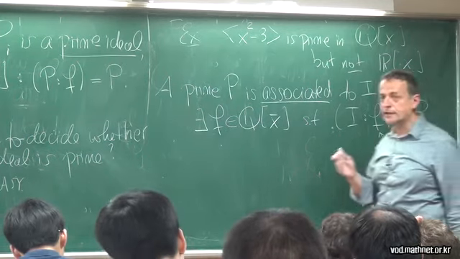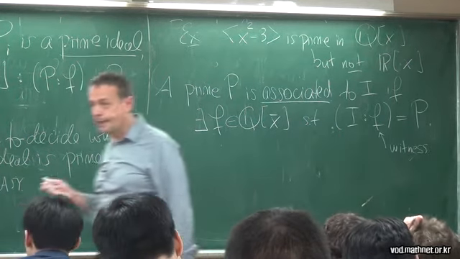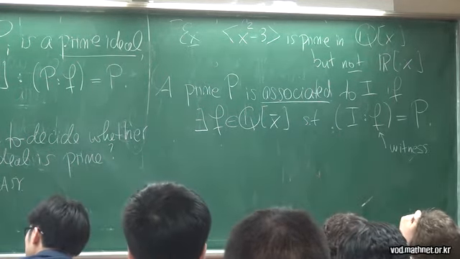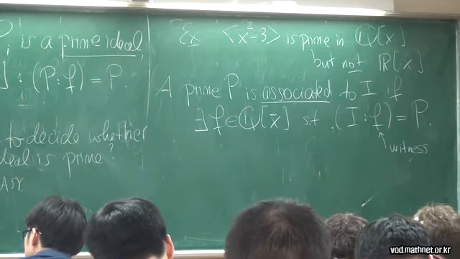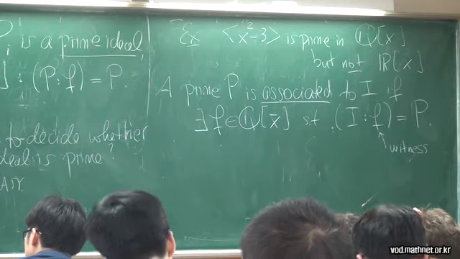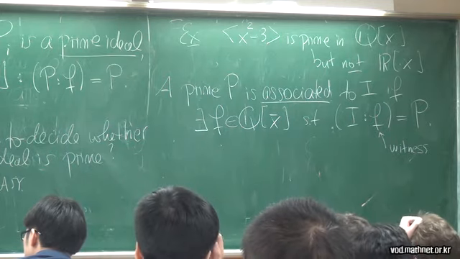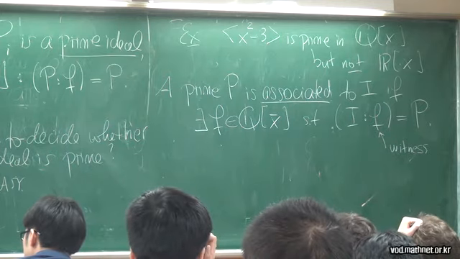So given an ideal, typically not prime, I, and some prime ideal P that wants to be associated to I, well, it is in fact associated precisely if there's a polynomial f, a witness f, such that I colon f is P. Okay, that's the definition of associated.